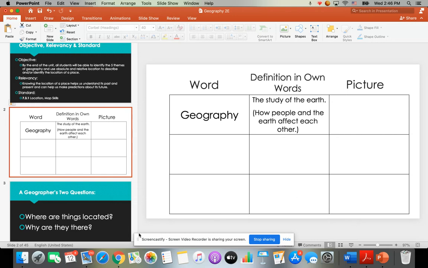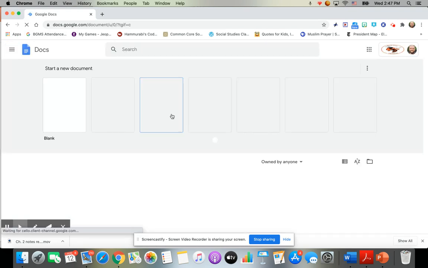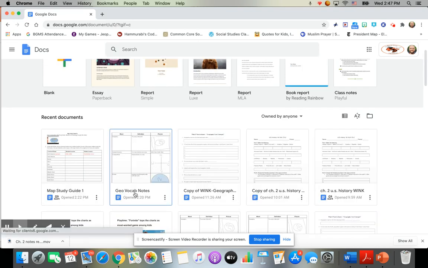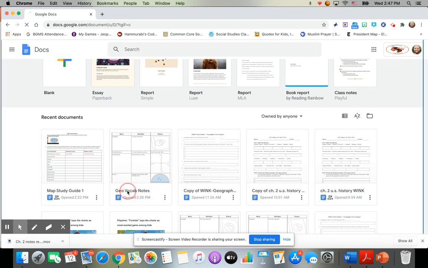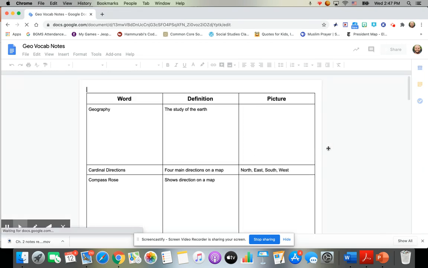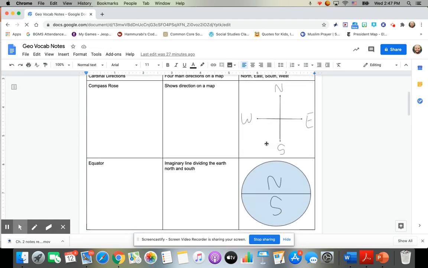You're going to go into your internet browser, and let's say you're working on map study guide number 1, or if you're not, just go into your Google Docs and search for your vocab notes that you started during our last lesson. I told you to rename them Geo vocab notes, so hopefully you did that. If you didn't, just find them, open them up. These are all the notes that we took in lesson 1.